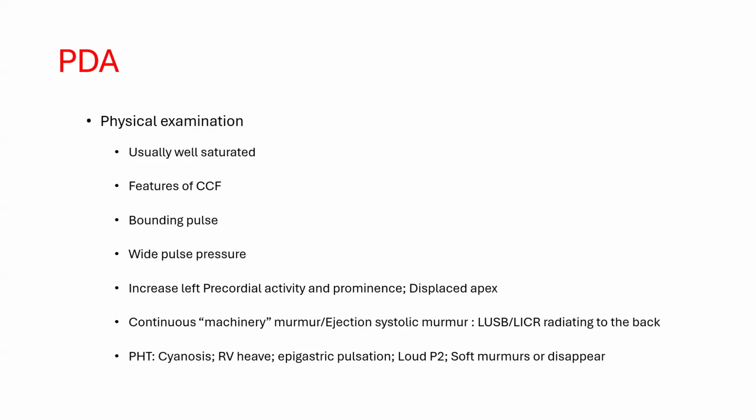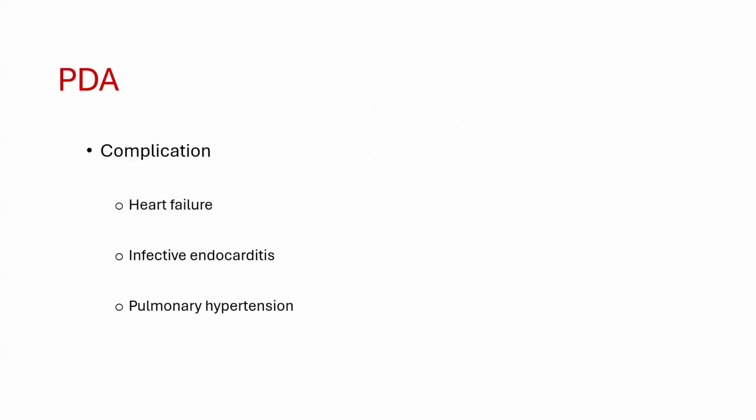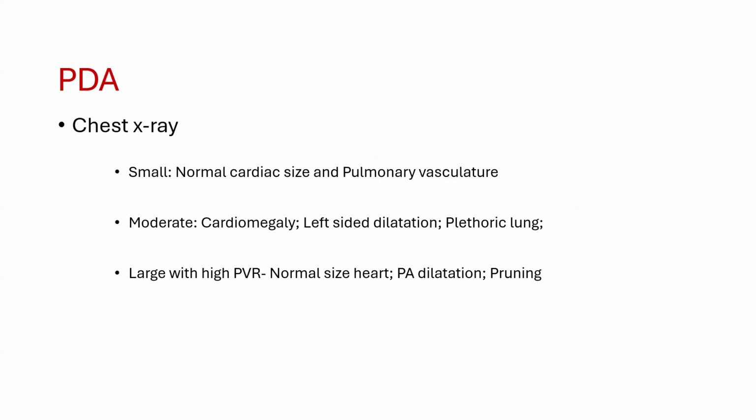And then the murmur of PDAs can vary. So the typical continuous machinery murmur is not always present. When they begin to have pulmonary hypertension, they lose the diastolic component of the continuous murmur and end up with an ejection systolic murmur. And like I said, sometimes the ducts can be so small that you don't hear them when you auscultate, and that's what we call the silent ducts. You see them on echo, but you don't hear them when you auscultate. So typical complications: heart failure, infective endocarditis, pulmonary hypertension.